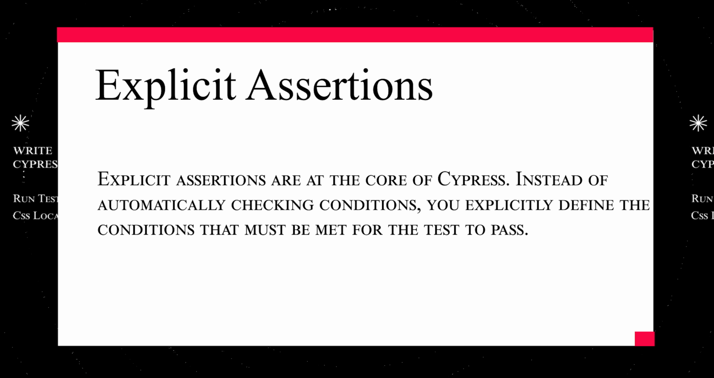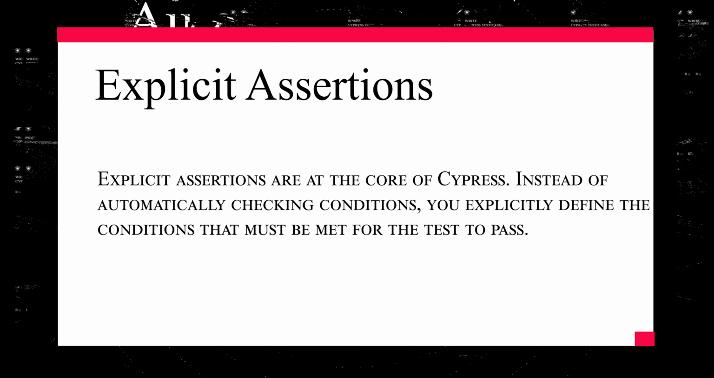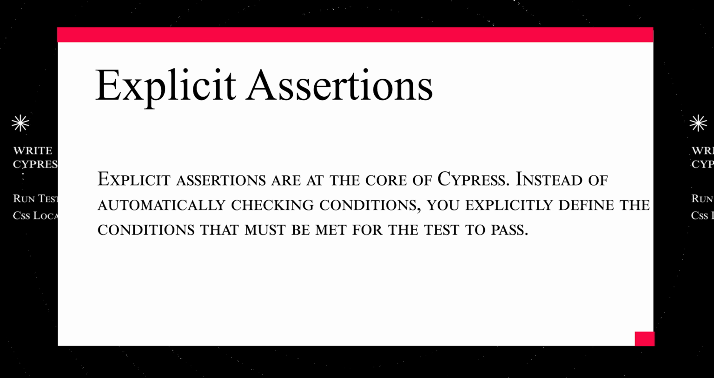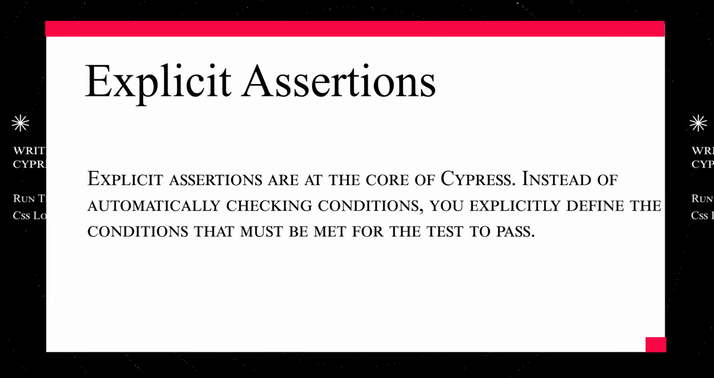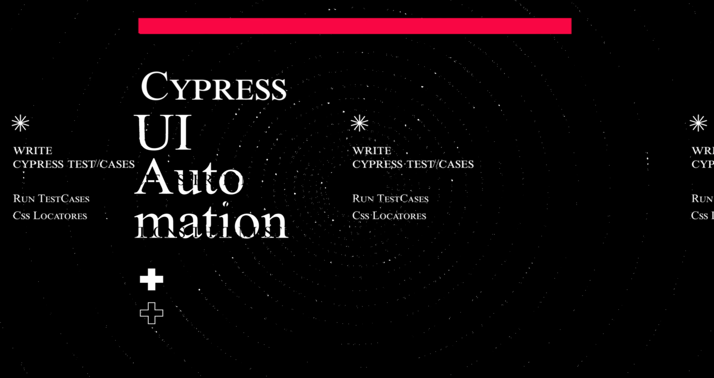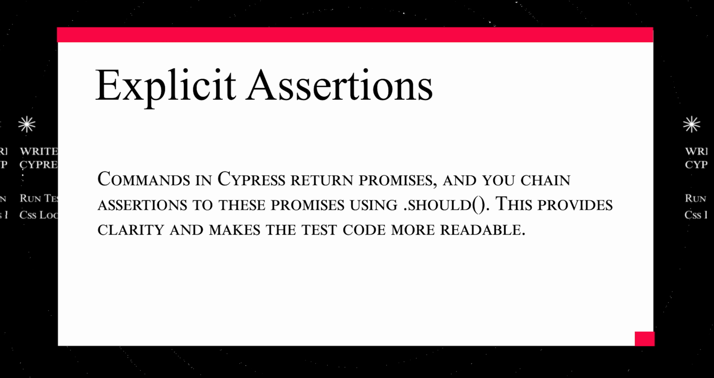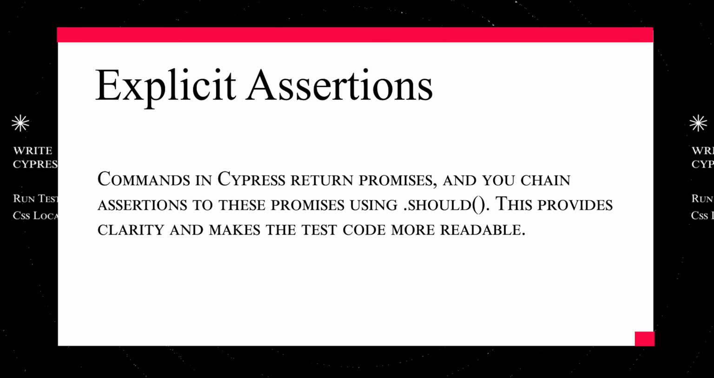Explicit assertions are at the core of Cypress. Instead of automatically checking a condition, you explicitly define the condition that must be met for the test to pass. Commands in Cypress return promises and you chain the assertion to these promises using the .should command. This provides clarity and makes the test code more readable.